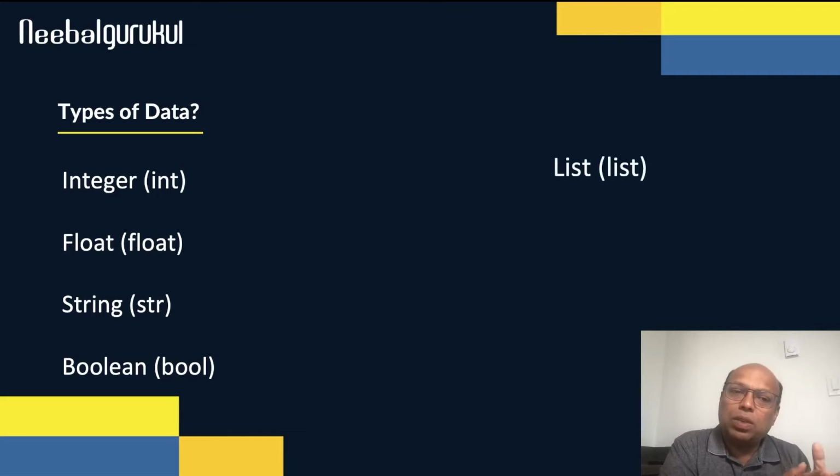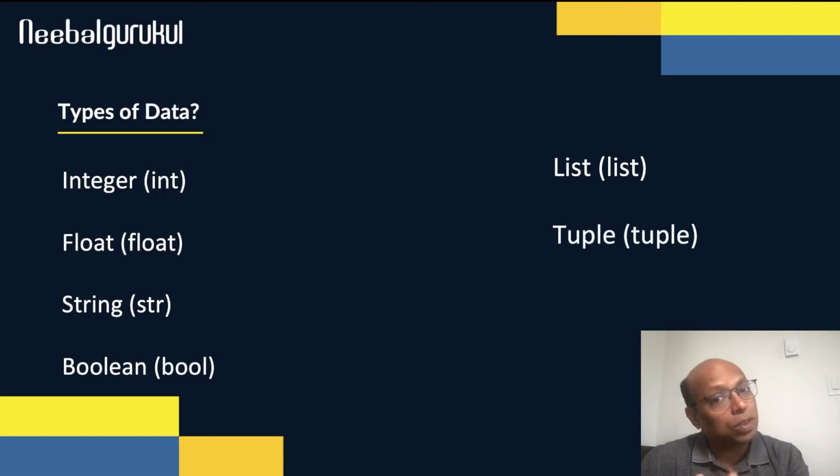The left-hand side is called the primary data types. Now we are going to see the secondary ones. What are the secondary? We have list. List is a collection of data. Tuple is a collection of data. What is the difference? We'll study that in the future.